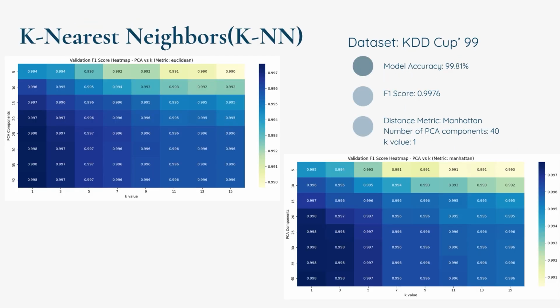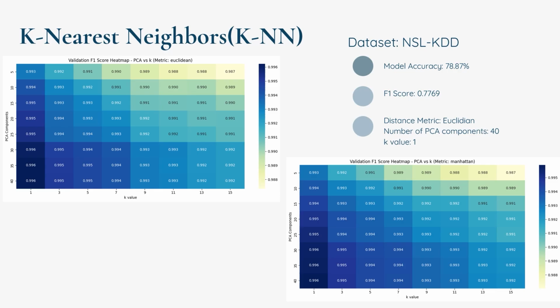I'm Satvik and I implemented KNN using scikit-learn. I tuned hyperparameters like the number of PCA components and K value on the validation set for both Euclidean and Manhattan distances, visualized through heat maps. The best results came with Manhattan distance, 40 PCA components, and K equal to 1, achieving 99.81% accuracy and an F1 score of 0.9976 on the test set.